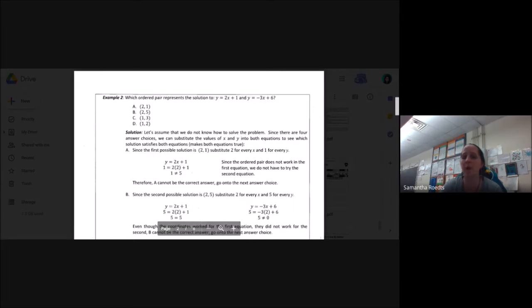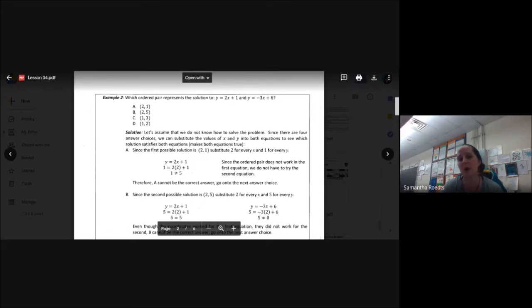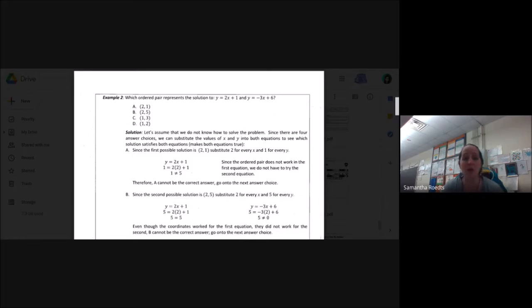Example 2, which ordered pair represents the solution to y equals 2x plus 1 and y equals negative 3x plus 6. Again, let's assume that you don't know how to solve the problem. Since there are 4 answer choices, we can substitute the values of x and y into both equations to see which solution satisfies both of them. So since the first possible solution is 2, 1, I substitute 2 for every x and 1 for every y. Y equals 2x plus 1, 1 equals 2 times 2 plus 1, 1 does not equal 5. So therefore, A can't work because it's already not equal in my first equation.